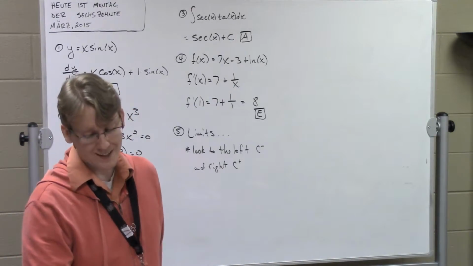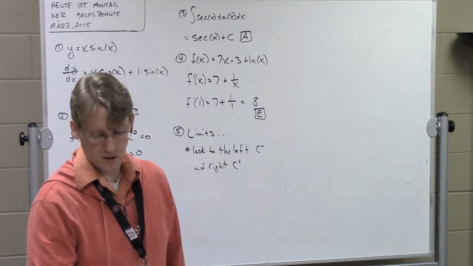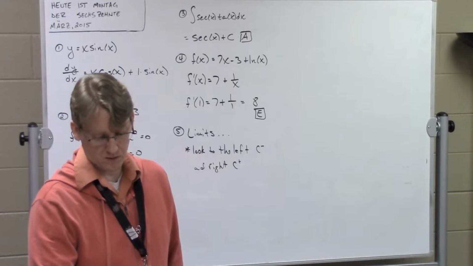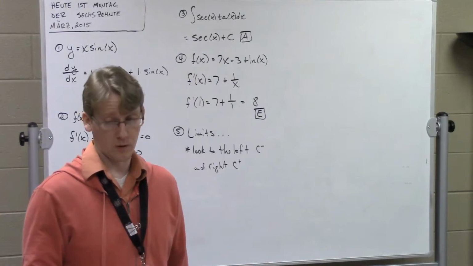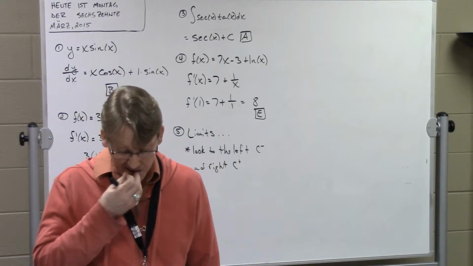For bonus points, what is f of 2? 1. Function exists. What is the limit as x approaches 2? 2. It's not continuous, but it does have a limit. Okay? Number 6.